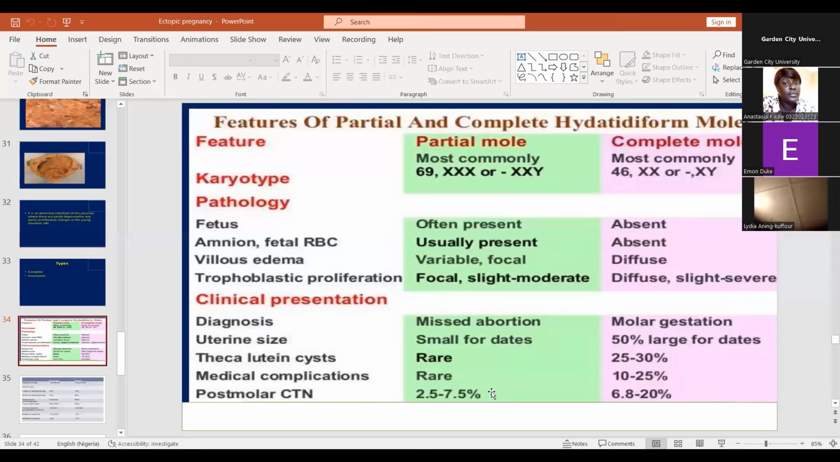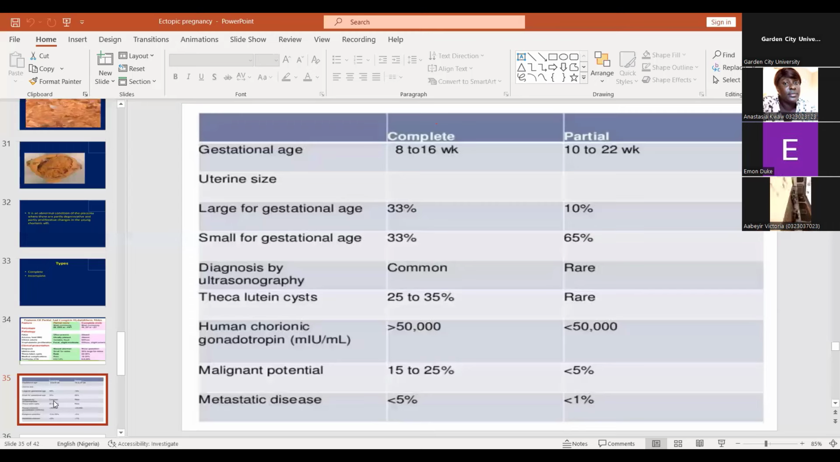And then post-molar GTN, you have it here, 2.5 to 7.5. Here it is larger. So those are the problems we have. And so why is it necessary to learn this? When a patient presents with this kind of thing, you will, as a midwife, be able to counsel her. Still continuing, the gestational age for the complete is 8 to 16 weeks, while for the partial, it can go 10 to 20 weeks.